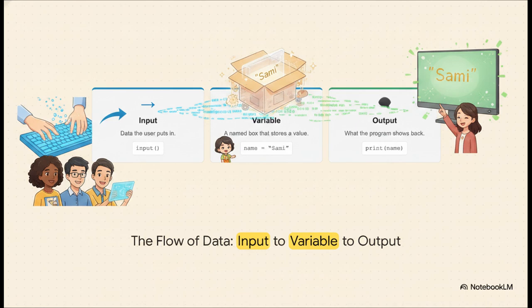But that data needs a place to live, right? So we send it over to a variable. Think of a variable as a labeled box that stores a specific value while your program is running. And then finally, we have the output. This is what the program spits back out onto the screen for the user to see using the print command. It goes input, into the variable box, and out as output.